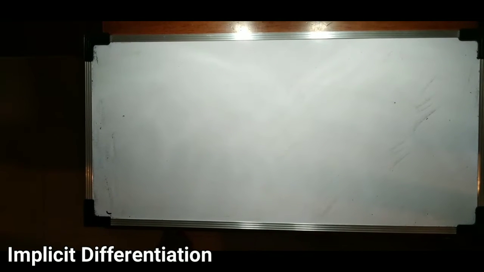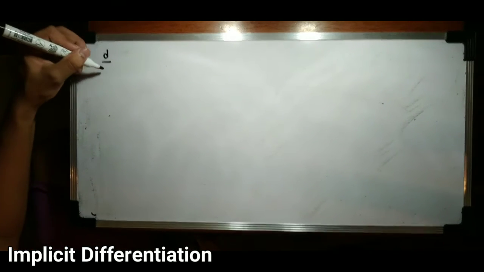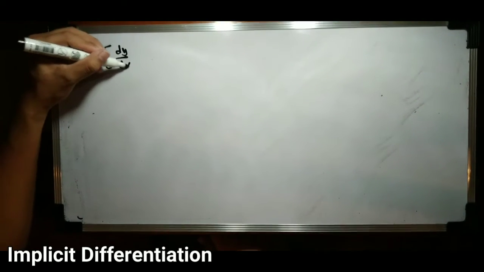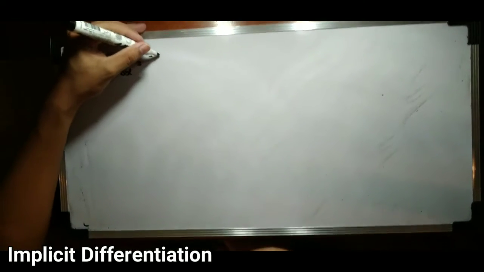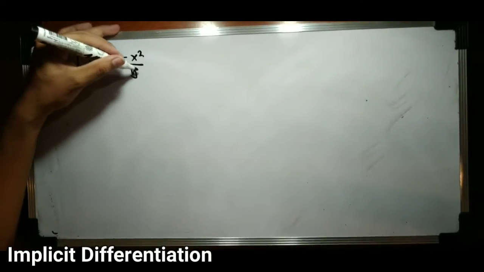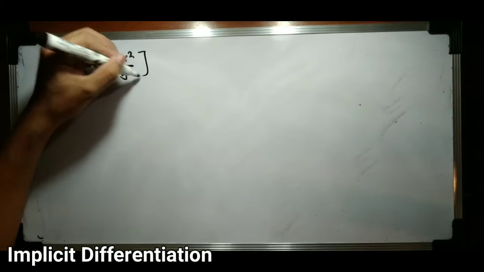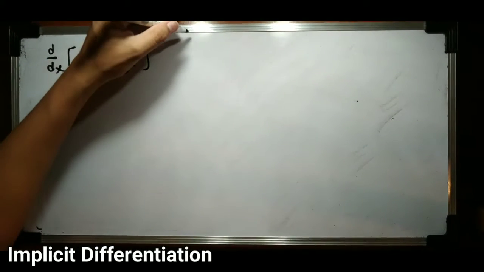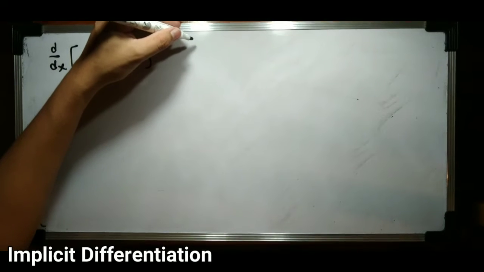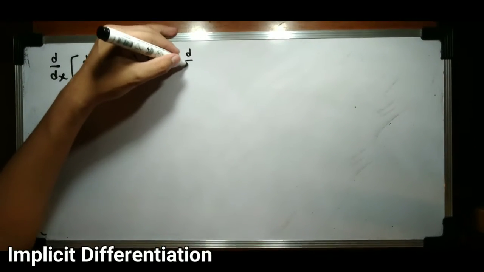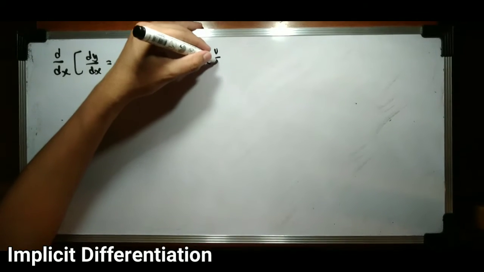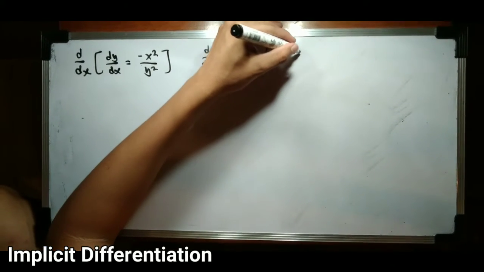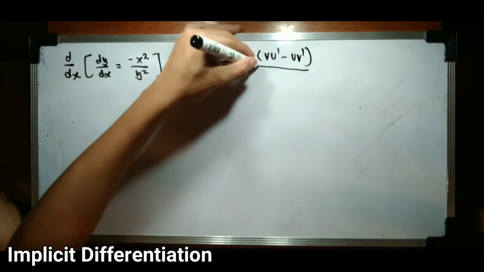So we know that d over dx times dy over dx is equal to negative x squared over y squared. As you can see, we can apply the quotient rule in this. Now we will remember that the formula for the quotient rule is d over dx of u over v is equal to v times u prime minus u times v prime all over v squared.